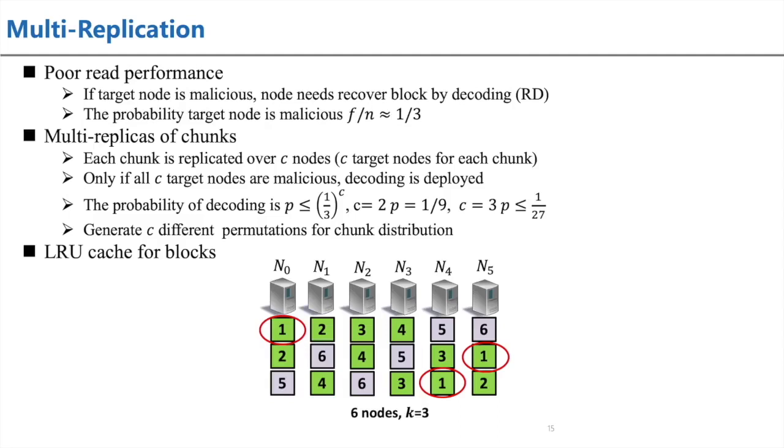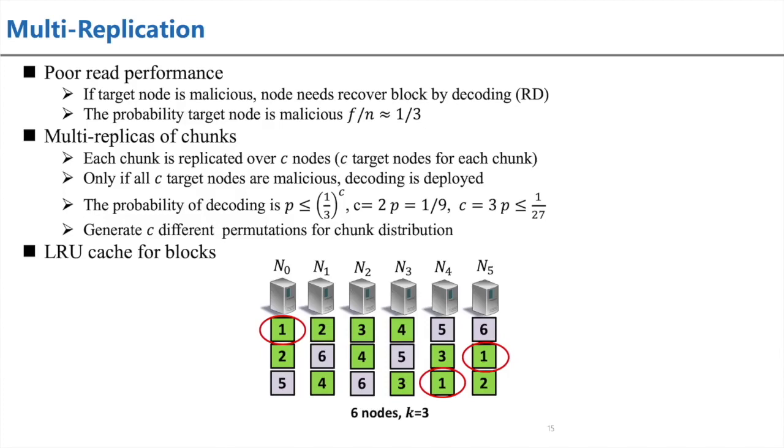However, the reading performance is poor since about one-third of requests will incur decoding to recover blocks, which causes massive data transmissions and heavy CPU calculation. To overcome this problem, we replicate each chunk over C different nodes. Hence, a block has C different target nodes, and block B is recovered by decoding only if all its target nodes are faulty. Thereby, the probability of decoding is decreased exponentially as C increases.